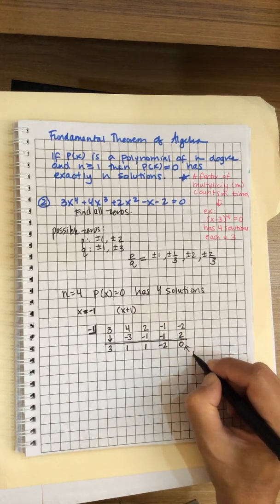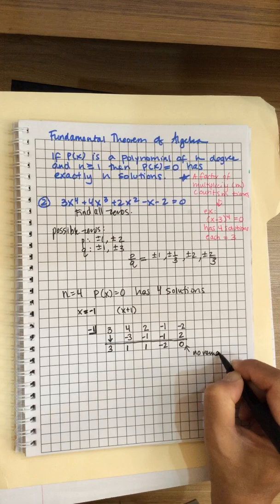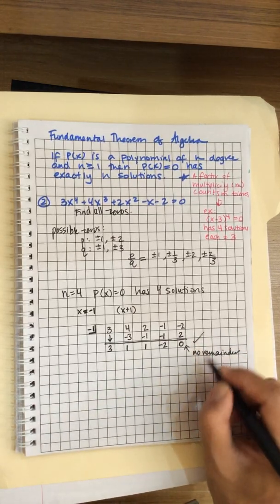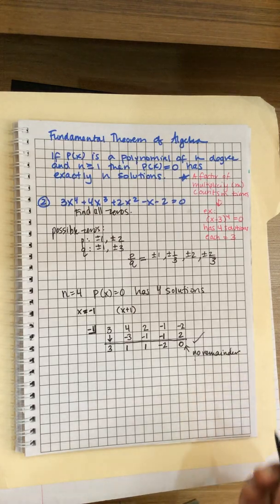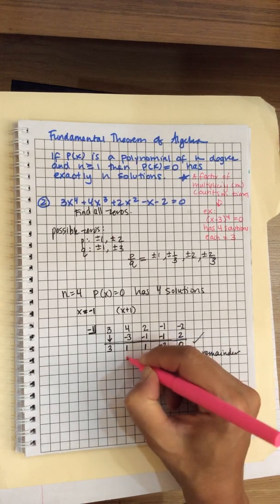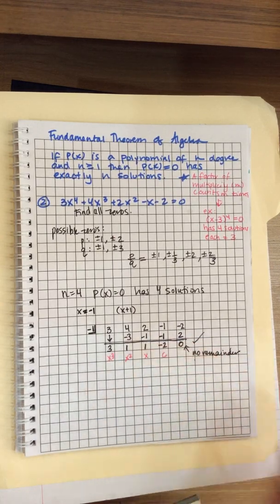So there is no remainder. Therefore, it is a solution. So yes, it's a solution. So remember that you can label it like this. I still always have to do this because it helps me keep track.